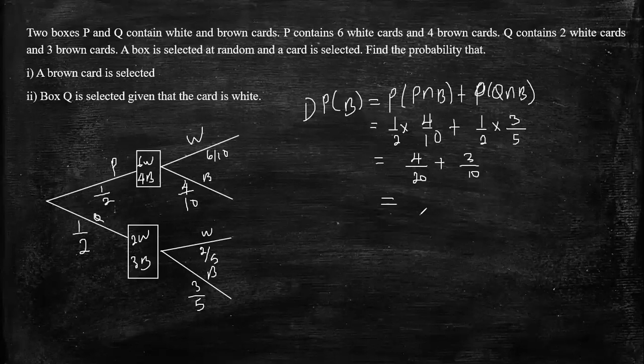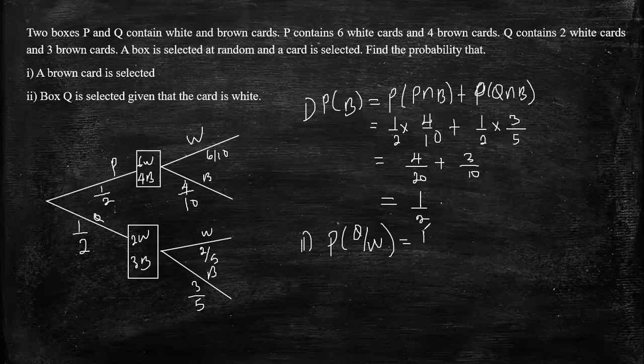Now for Roman 2, we have that the ball is white. I think that is the best way to represent our information. Box Q is selected, so probability of Q, given that the ball is white. So we define it as probability Q intersection W divided by probability of W.